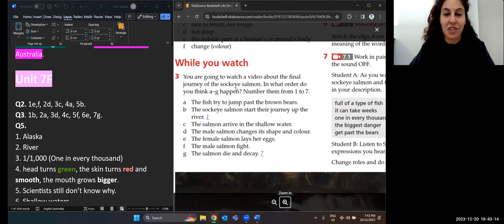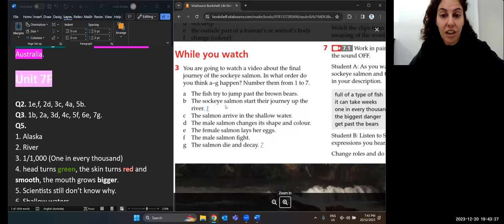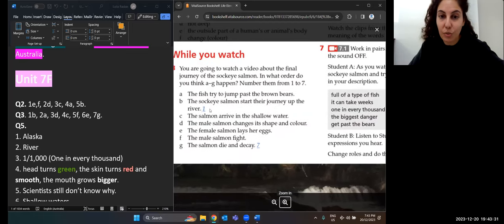Okay, now we're going to watch a video, and as we watch a video which has to do with a journey, the final journey, you're going to put in number what happens in the video. So I can see they already did the first one. The sockeye salmon start their journey up the river. That's the first thing that we see in the video.